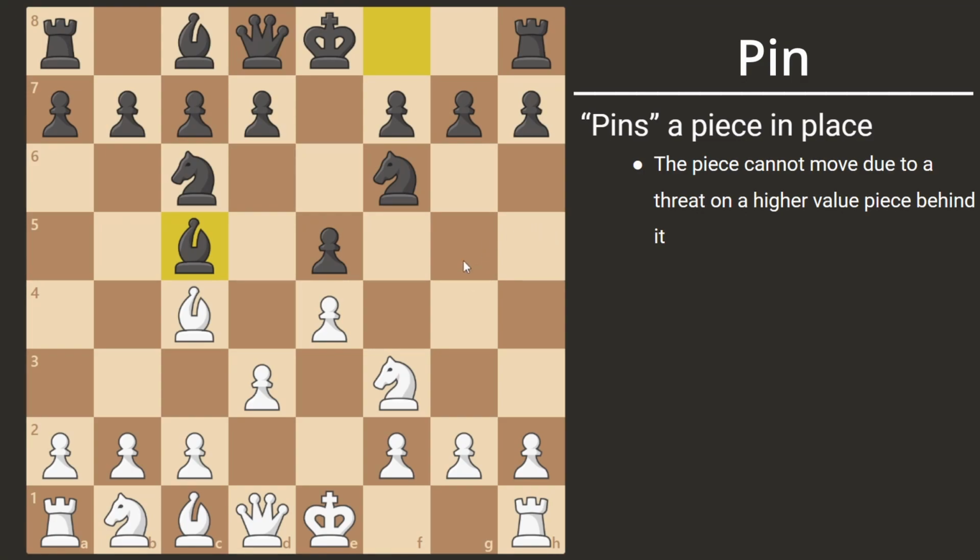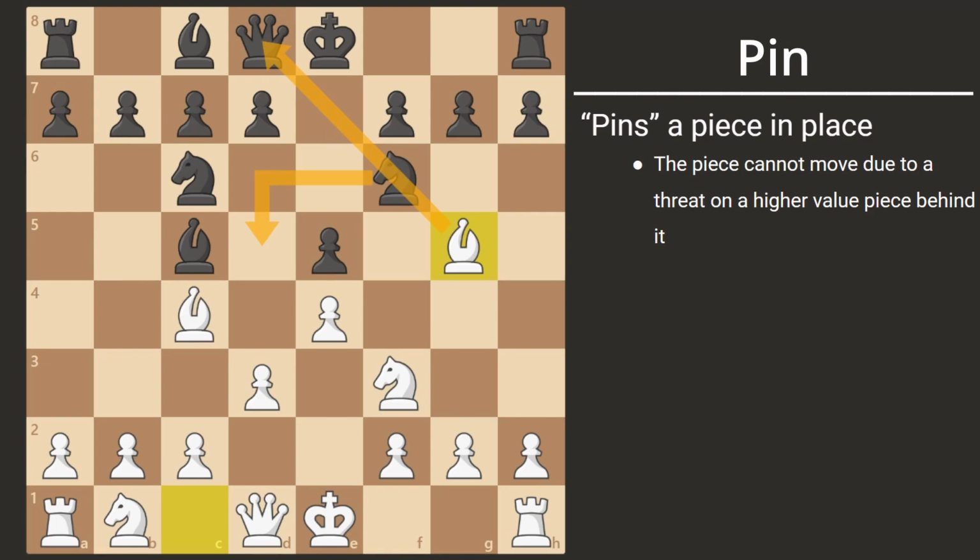The pin is when you attack a lower value piece and it cannot move because it would have a threat on a higher value piece. So what I mean by that is, let's say bishop comes out to g5. This would be a pin on the knight because if the knight were to move, it would reveal an attack on a higher value piece, which is the queen in this case.